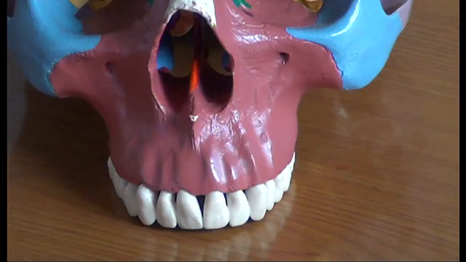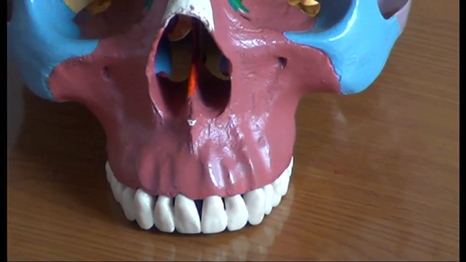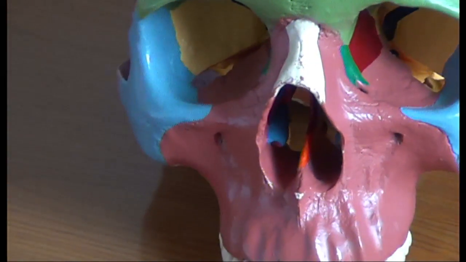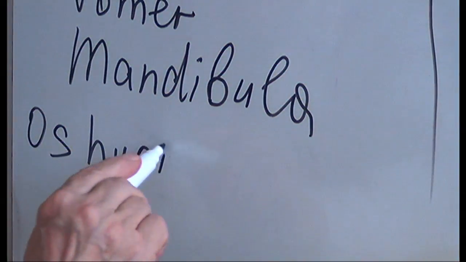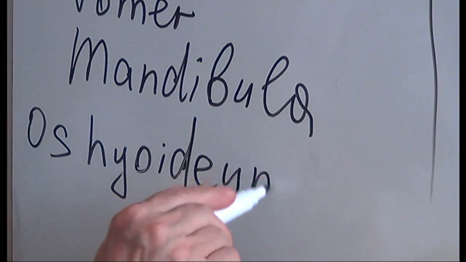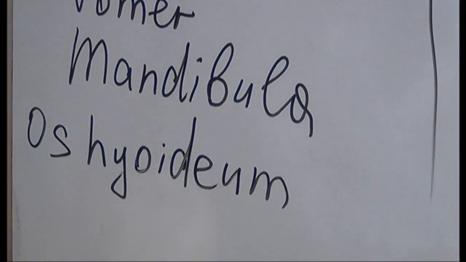And also we can't find in this specimen a very interesting bone, os hyoidum. Os hyoidum is a bone which is placed on the neck, not on the head, but on the neck. But nevertheless, it develops as a bone of the skull.